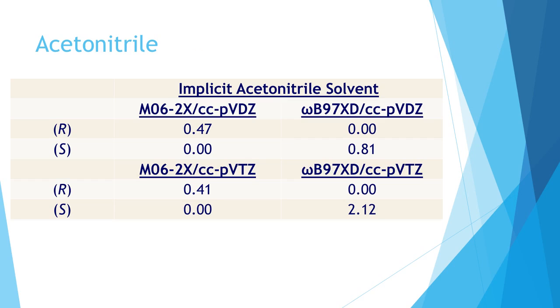So here we added acetonitrile to our calculations with the methylbenzylamine xanthine complex. You can see that the S conformation was the lowest in energy for the M06-2X, but interestingly, the R conformation was lowest in energy for the omega B97XD, which contradicts our calculations we found in the gas phase. This is the same for both double zeta basis sets and triple zeta basis sets, because the R conformation for the triple zeta basis set is the lowest, and the S is the lowest for M06-2X.